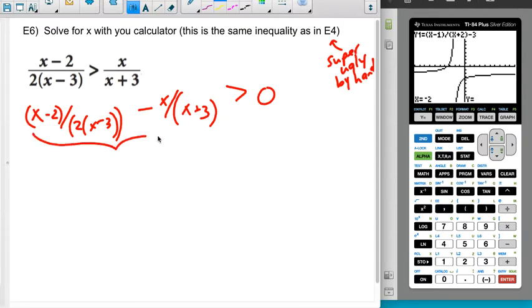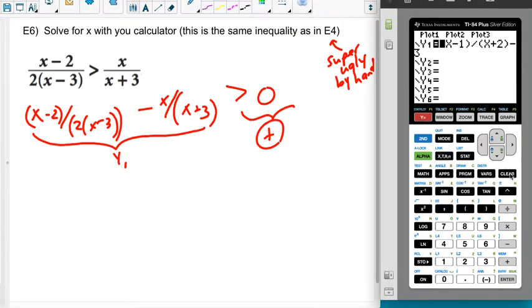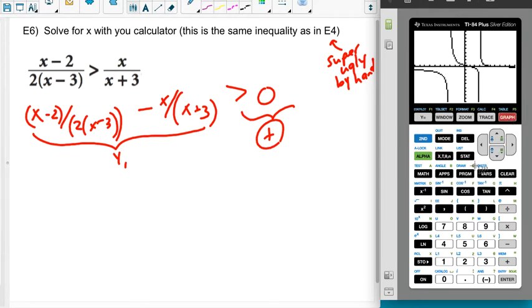So this is going to be my y1. I want to find when it is strictly positive. So let's go ahead and go to my y1. So we have an x minus 2 in parentheses divided by, in parentheses, 2 parentheses x minus 3. Close those parentheses, both of them, right? Minus an x divided by, in parentheses, an x plus 3. Close the parentheses. Double check that everything's right. Okay, and we're going to go ahead and hit graph.